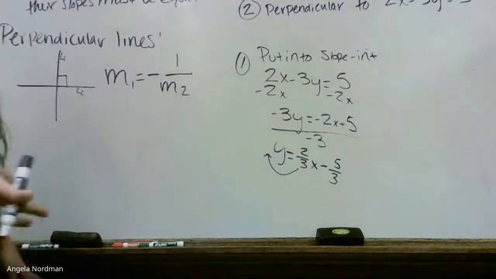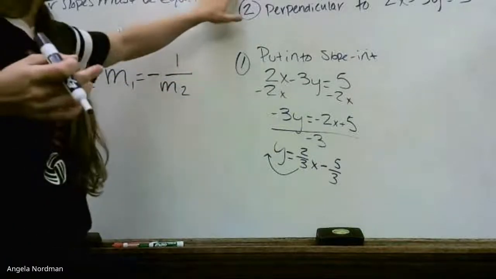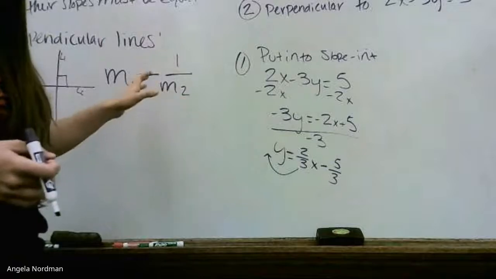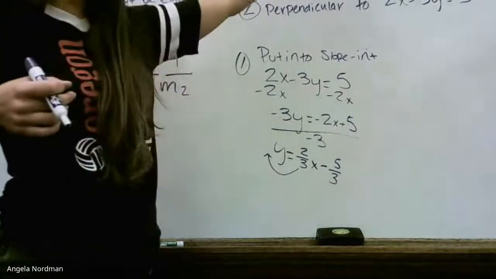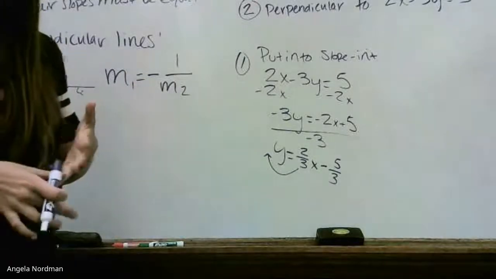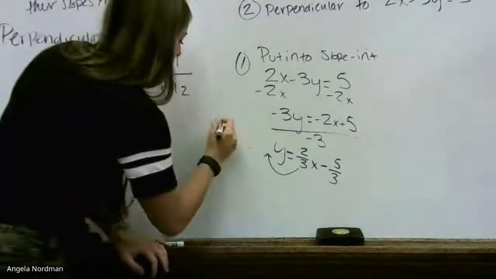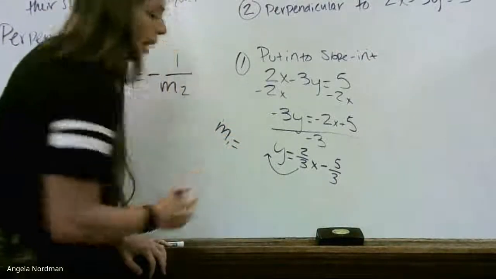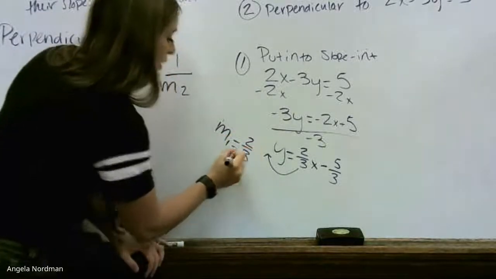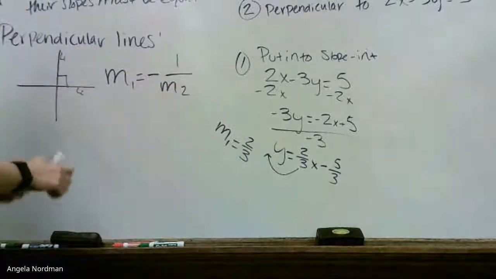Okay, why am I trying to put this in slope-intercept form? If I need to be able to write a parallel and perpendicular line, we just learned that that's all about slopes. So if I don't know the slope of the original line, I won't be able to find a line that's parallel to it or a line that's perpendicular to it, okay? That's why we're doing this, step 1. So the original slope, M1, right, is 2/3.